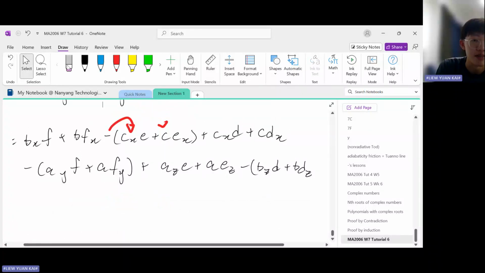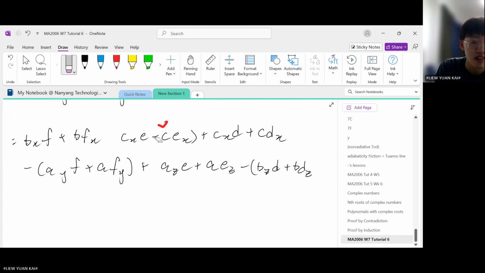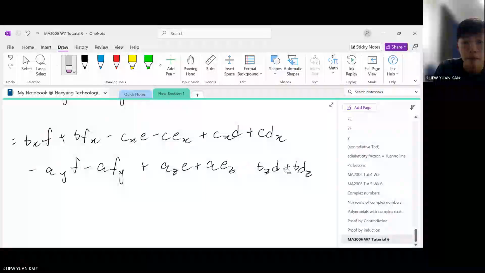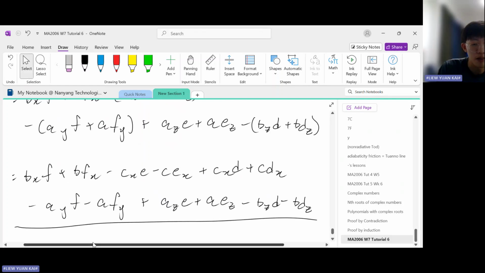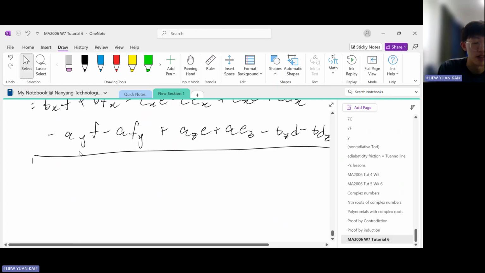Okay, if you expand the brackets, this becomes minus minus. This becomes minus and minus. Okay, so this is already in simplest form. You cannot simplify it any further. So this is the result of the left-hand side. We'll keep this in view later because we need to compare it with the results on the right-hand side.